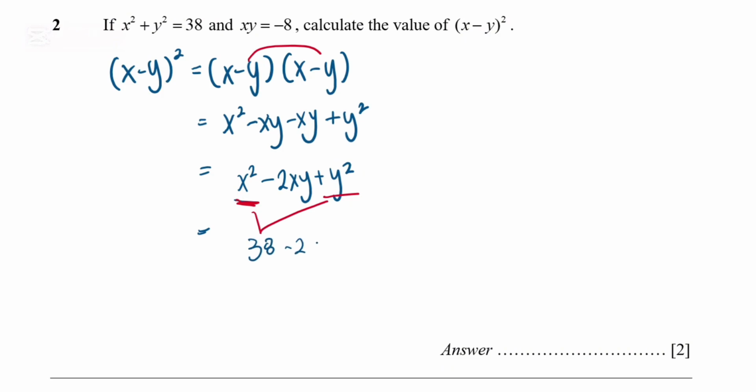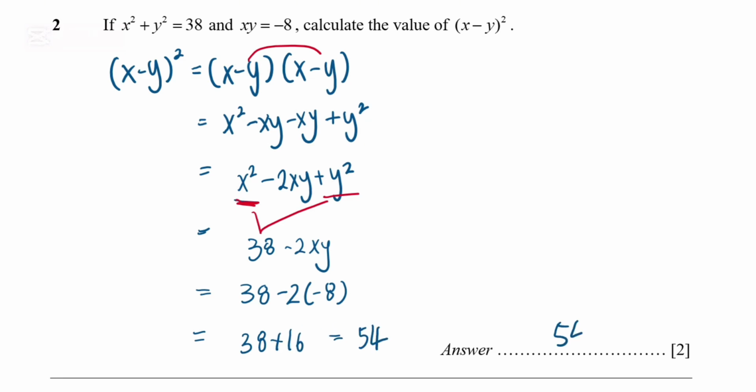So I will just leave it as this. By substituting it in, it will be 38 minus 2xy, and xy happens to be negative 8. So in the end, I'll get 38 plus 16, which is 54. So the answer will be 54. And that is all that's required. The method mark will be for getting the expanded form, as well as this answer mark here.